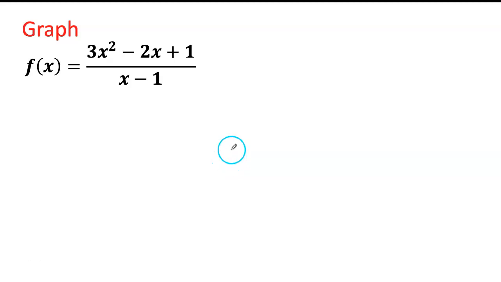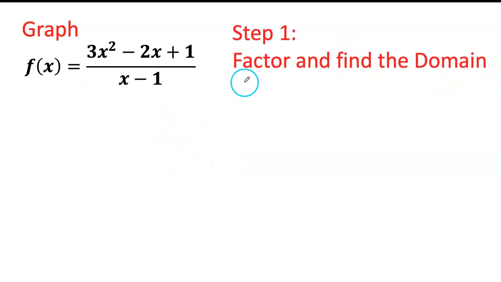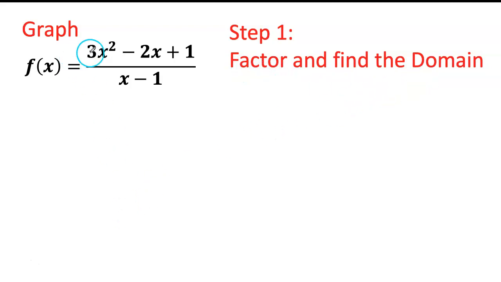Let's graph this one. We have a function, and we have to follow a couple of steps. My first step is to factor and find the domain. I have to factor both the numerator and the denominator. Let's try to factor 3x squared minus 2x plus 1.